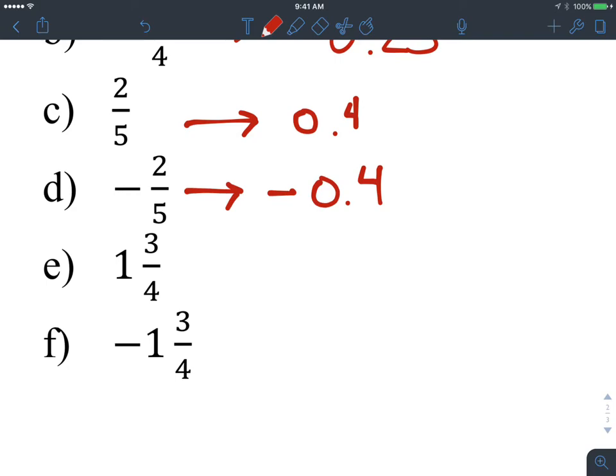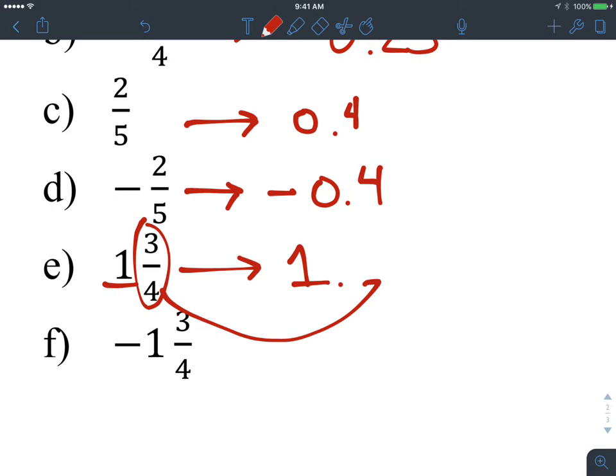Okay, now we've got 1 and 3 over 4. How are we going to turn this one into a decimal? What are we going to do with this 1? That 1, in our answer, is going to stay as 1, so that is going to be in front of the decimal. What we're looking to turn into a decimal is just the fraction, and whatever that is as a decimal is going to be over here past the decimal.